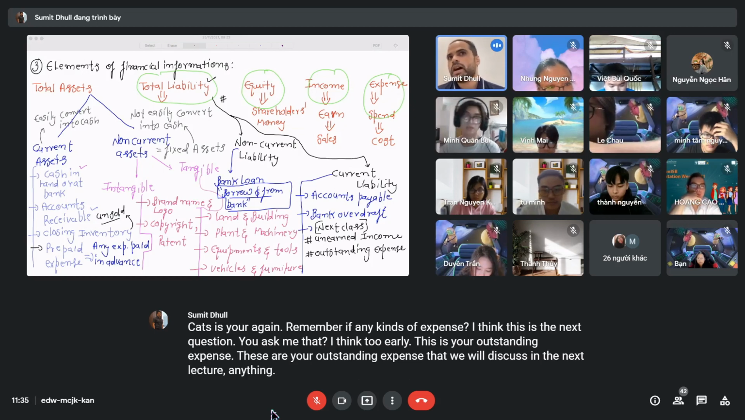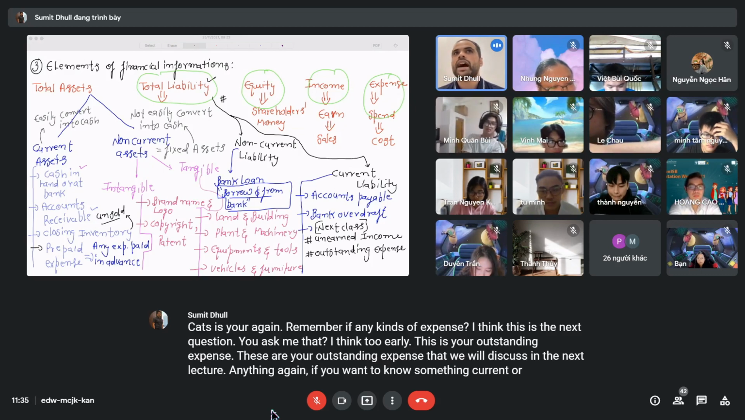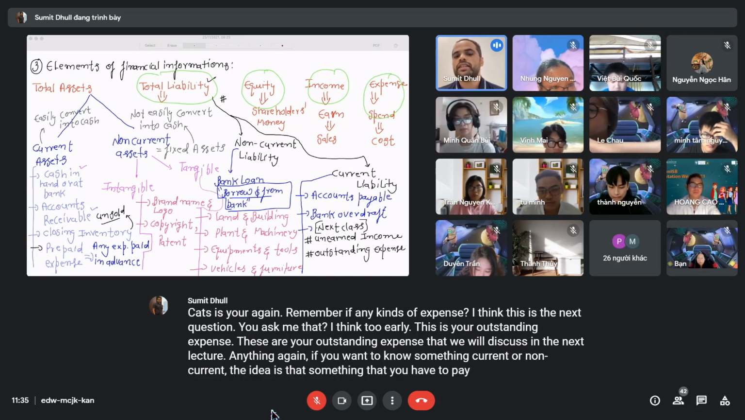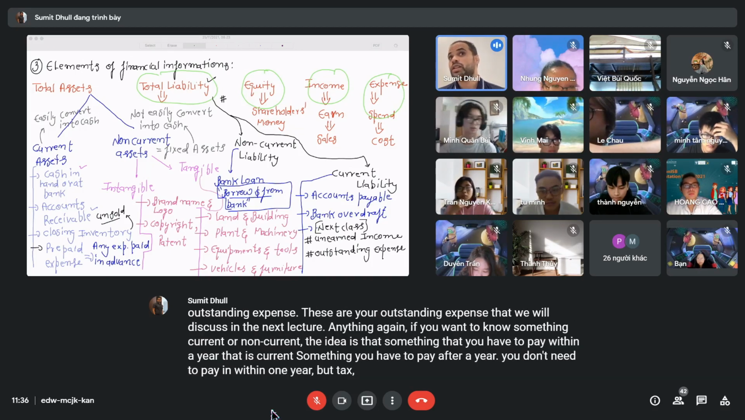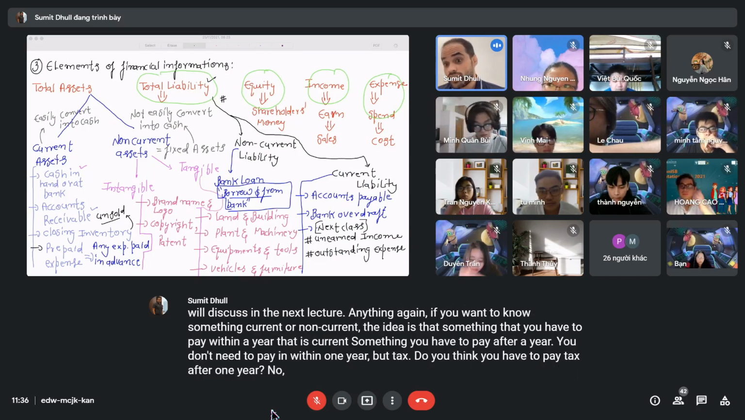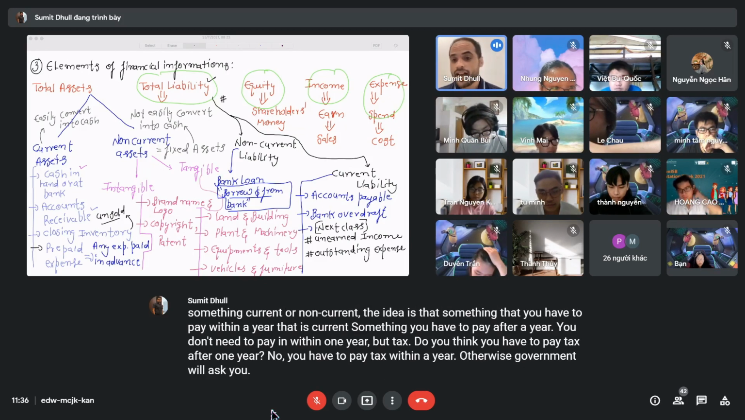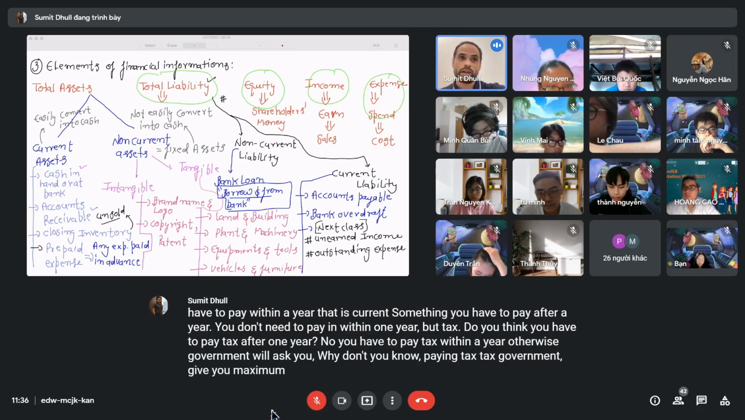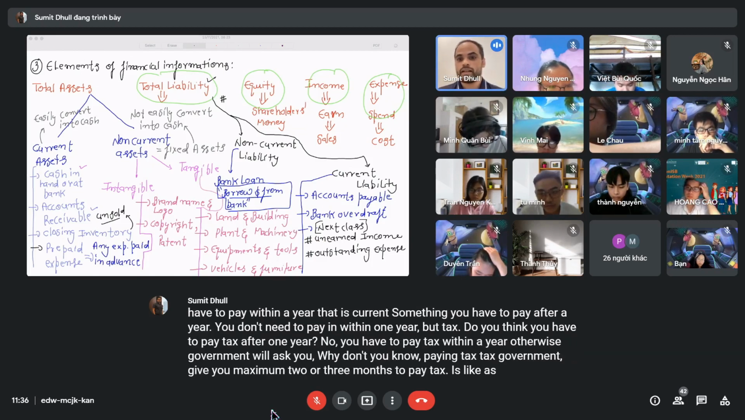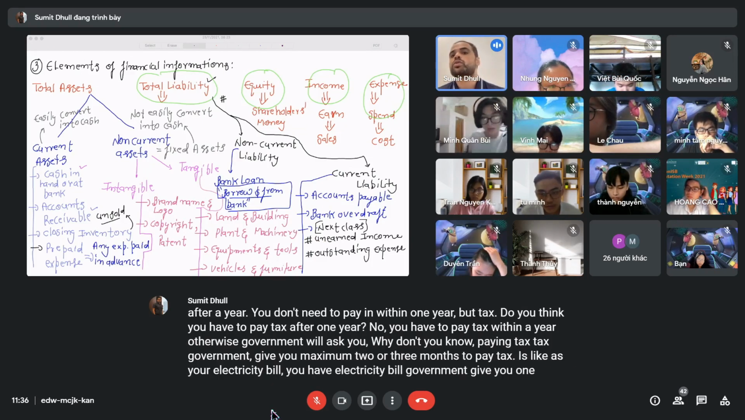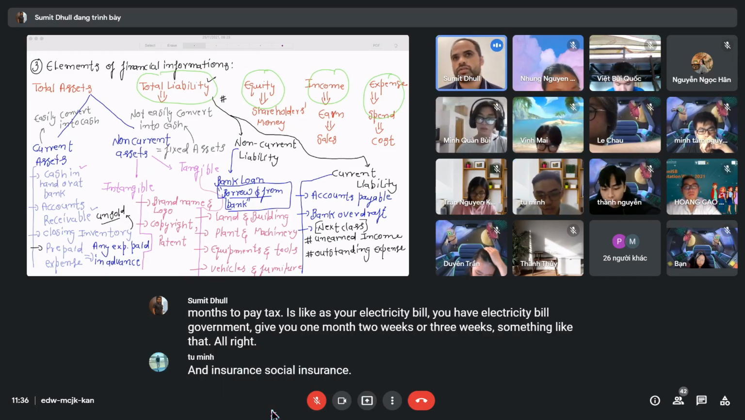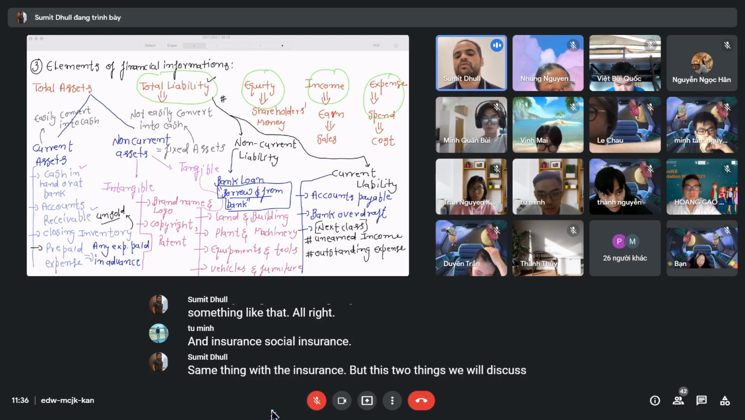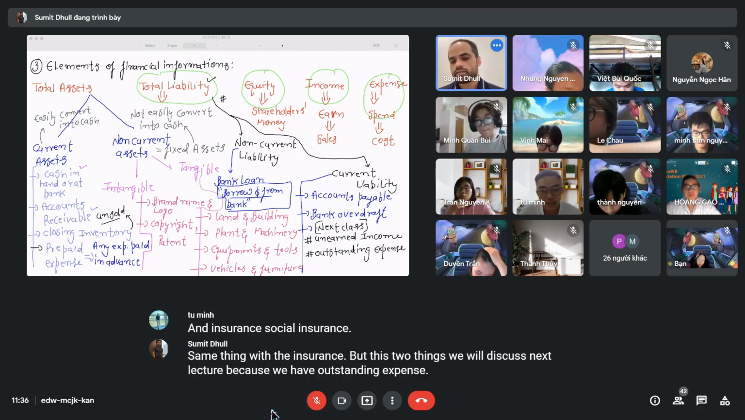Anything, again, if you want to know whether something is current or non-current, the idea is that something you have to pay within a year is current. Something you have to pay after a year, you don't need to pay within 1 year. But tax, do you think you have to pay tax after 1 year? No, you have to pay tax within a year. Otherwise, the government will ask you why you are not paying tax. For tax, the government gives you a maximum of 2 or 3 months to pay. It's like your electricity bill. You have an electricity bill, and the government gives you 1 month, 2 weeks or 3 weeks, something like that. And insurance, social insurance? Same thing. These two things we will discuss next lecture because we have outstanding expense. I got it. Okay. Thank you, teacher.